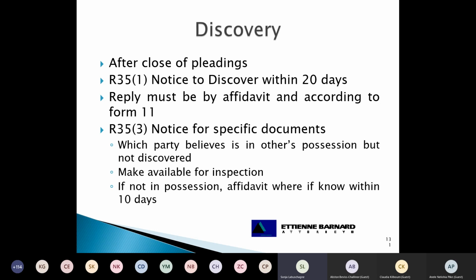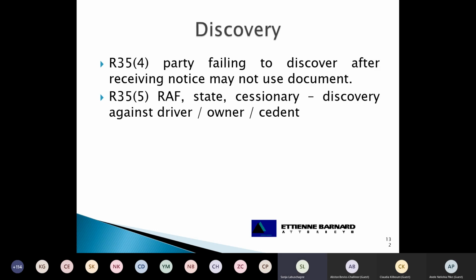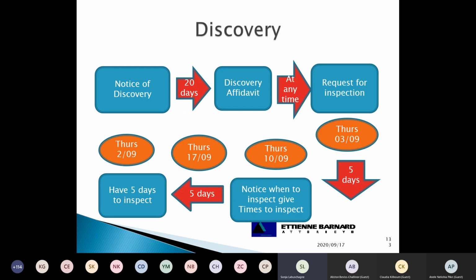So there are no surprises in our legal system. You need to tell the other party what to expect and what they're going to get. If you don't get what you want, again, you can ask to compel. Especially with RAF and estate and succession matters, you can ask for discovery against the driver or the owner, so it gives you wider power.